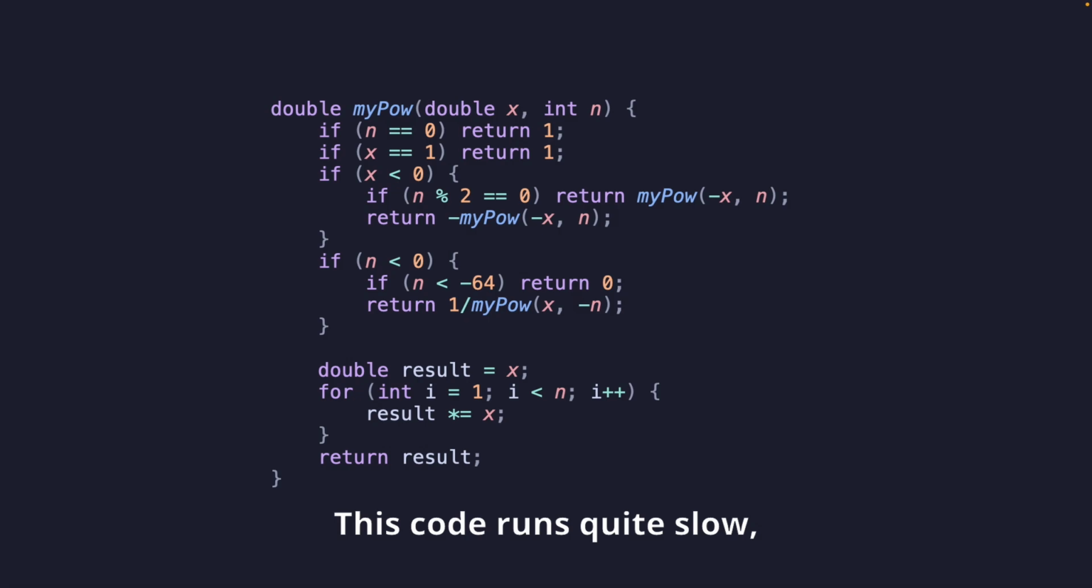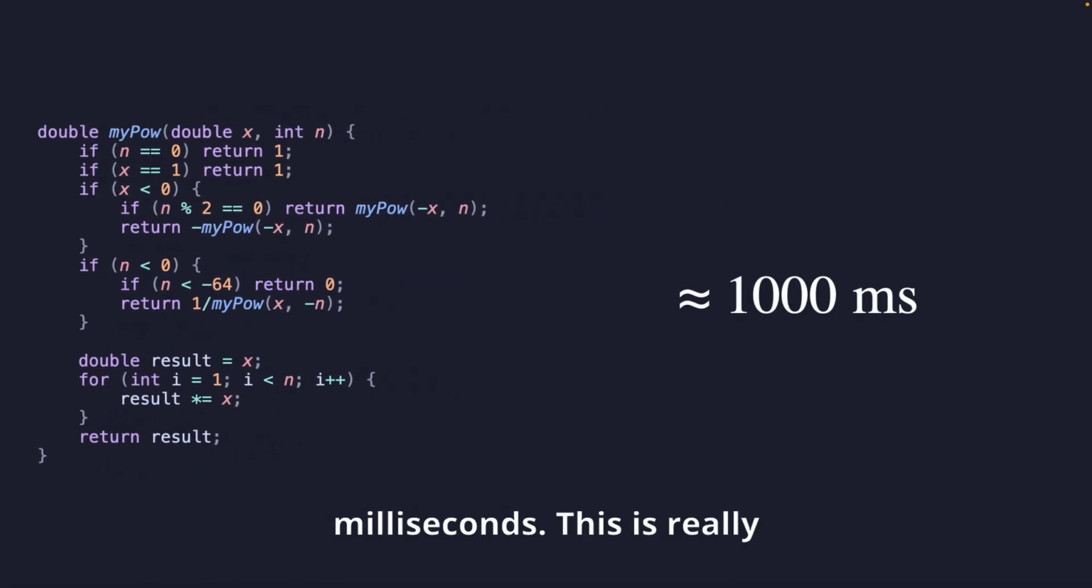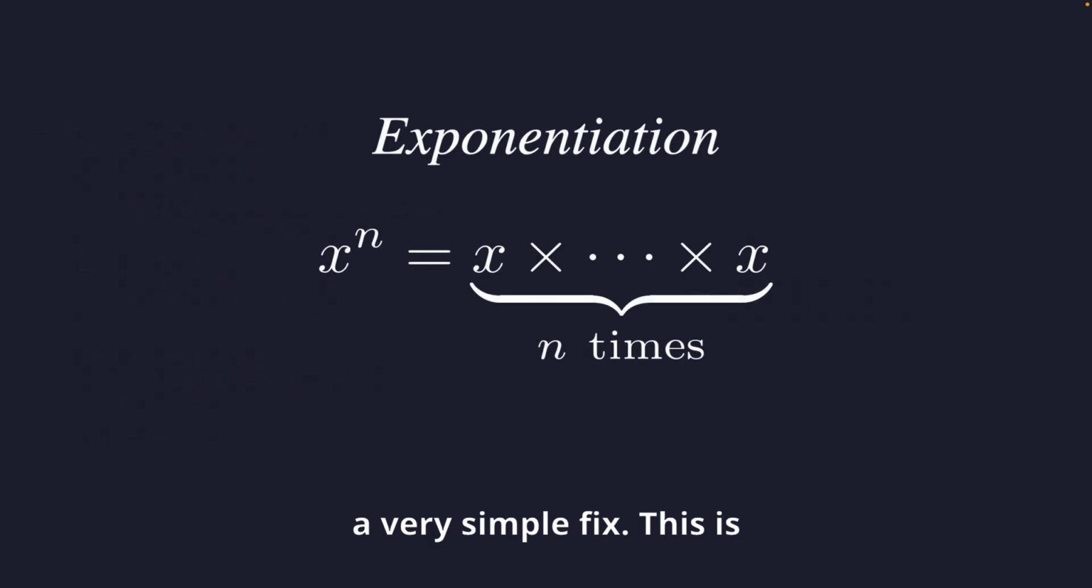This code runs quite slow, running at around 1000 milliseconds. This is really bad, and if you want to improve the solution, there's a very simple fix. This is what we are currently doing, manually repeating the multiplication n number of times.